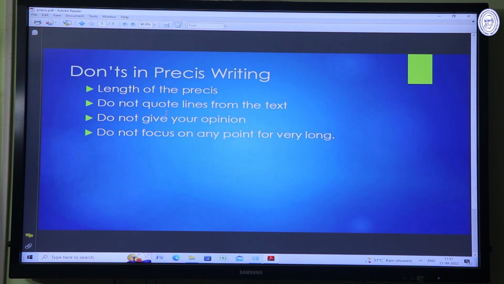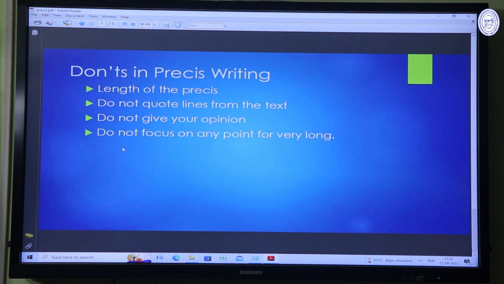When you are writing a Precis, I am almost repeating the same thing because that is the essence, that is the soul of writing the Precis, that you have to cover the entire passage, not just the beginning part, not just the end part, the entire passage. So, therefore, do not linger on one particular point for very long. You have word limitations. You haven't been given infinite words to write. You have limited words. So, within that limited scope, you have to cover the entire thing, right. So, that is very important.